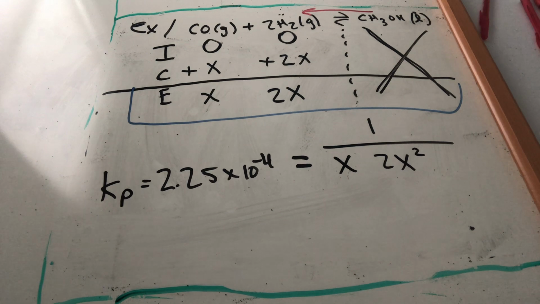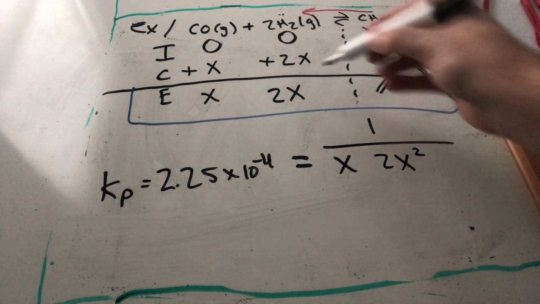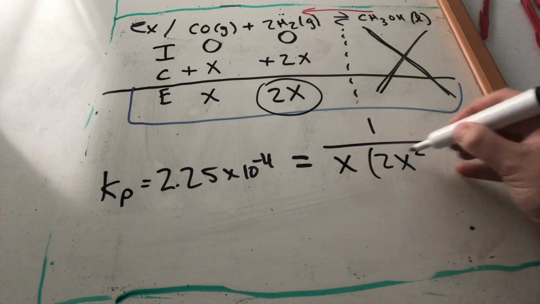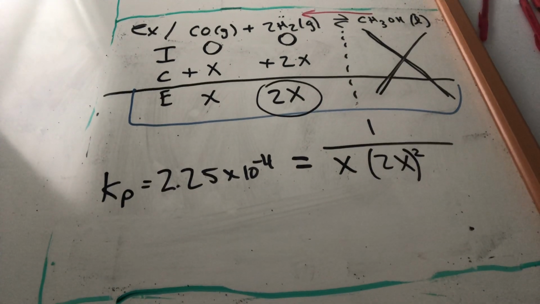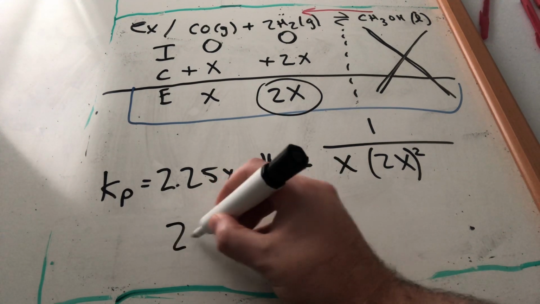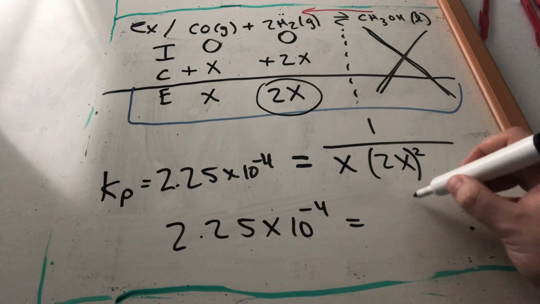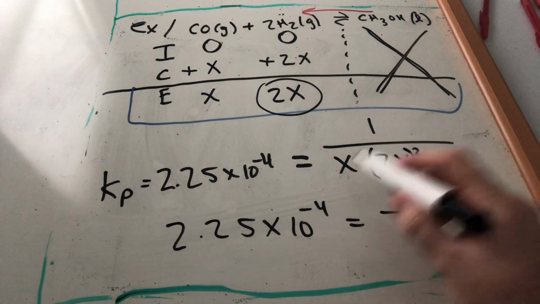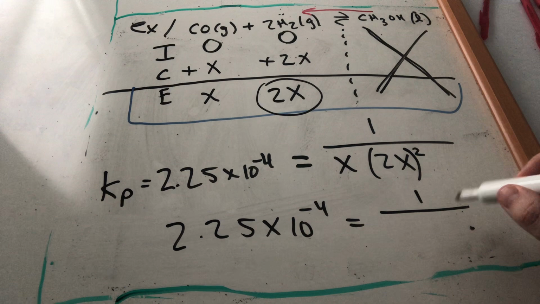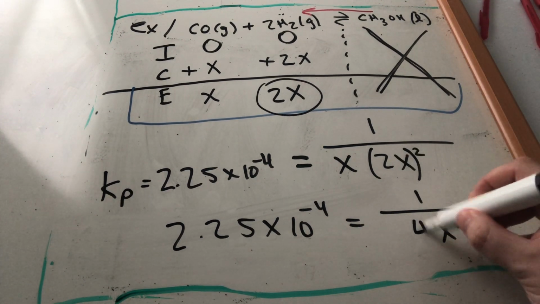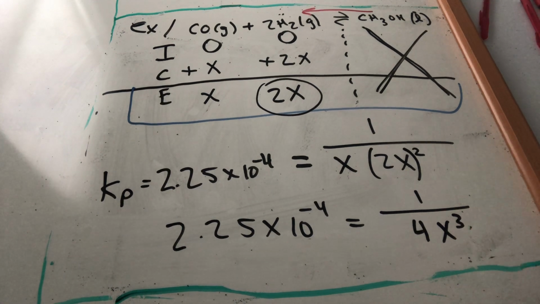It's a common mistake that students will make. The reason I like to point this out is because it throws everything off if you don't catch it. Hopefully you can see that this pressure right here is 2x. So what do I have to square? I have to square this whole thing. So algebraically, 2.25 times 10 to the minus 4 is equal to 1 over, there's going to be x here, two x's there, so I'm going to get an x to the third, and also a 2 squared in the bottom, 4x cubed.